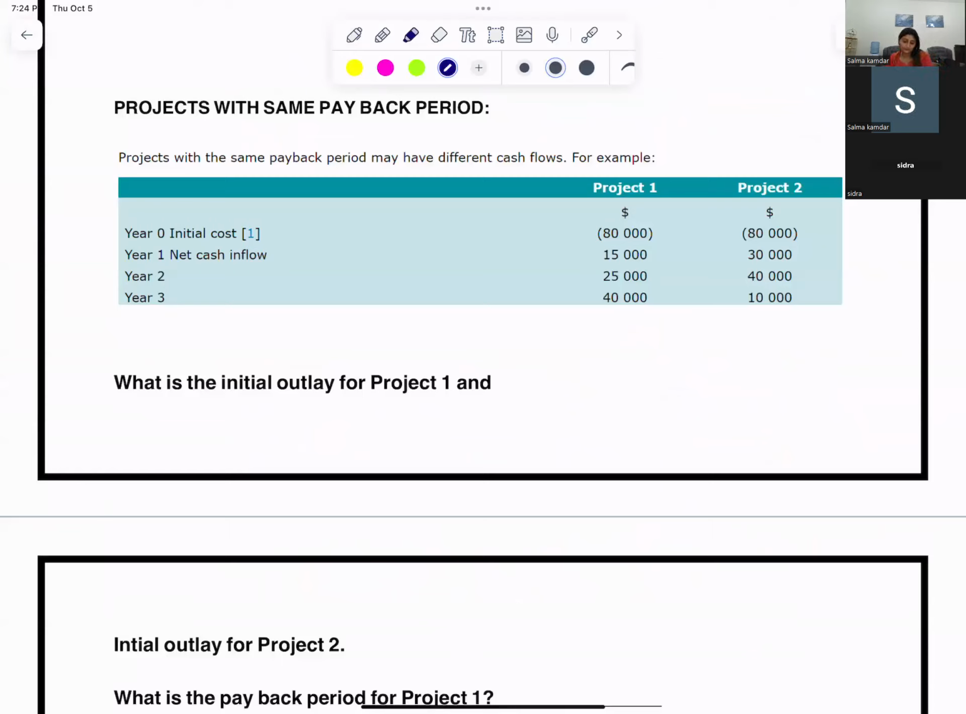Initial cost, 80,000. Initial outlay and initial expenditure mean the same thing. So 80,000 is the initial expenditure for my project 1 and project 2, correct? I have been given net cash inflow for project 1 and project 2 both. Are you with me? Can you tell me, for my project 1, in how many years will I recover my initial outlay?